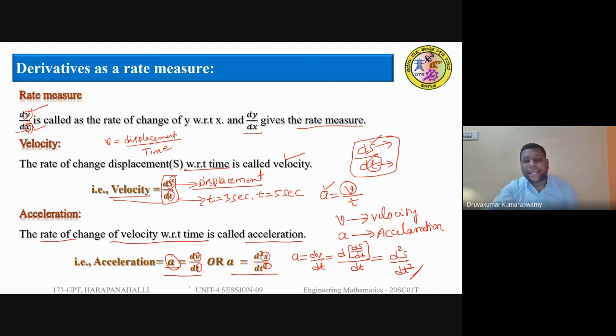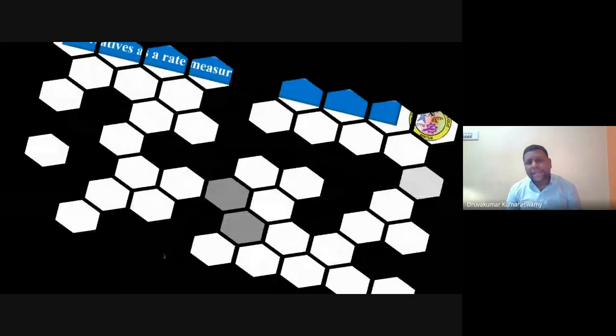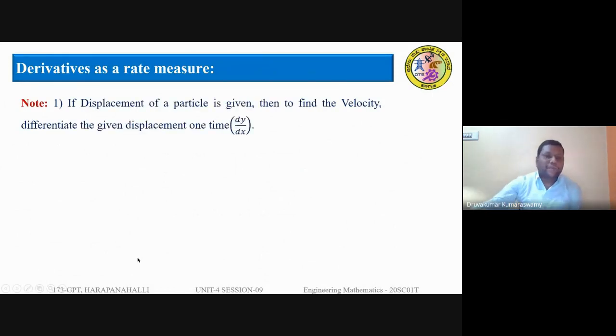If we differentiate the given displacement twice, we get acceleration, and if we differentiate once, we get velocity. That is the thing. So the rate of change of displacement is called velocity and the rate of change of velocity is called acceleration. That is a very simple concept and the problems are very simple. You can do these problems easily. So we have taken one note here.